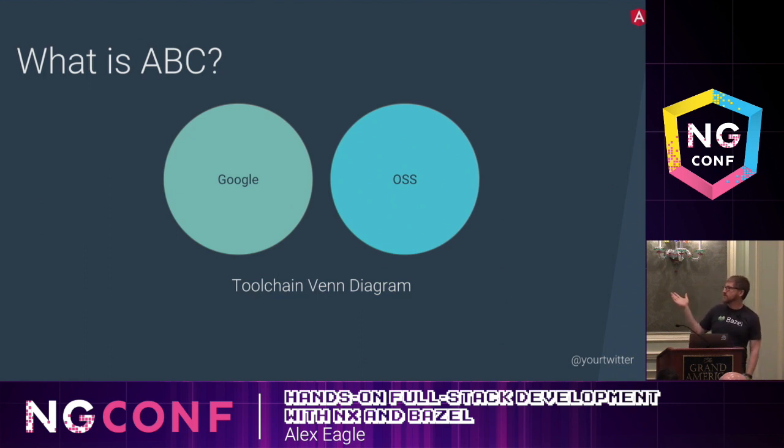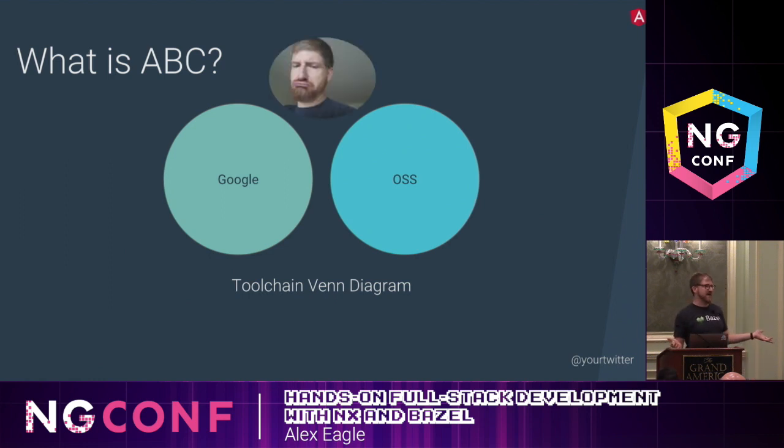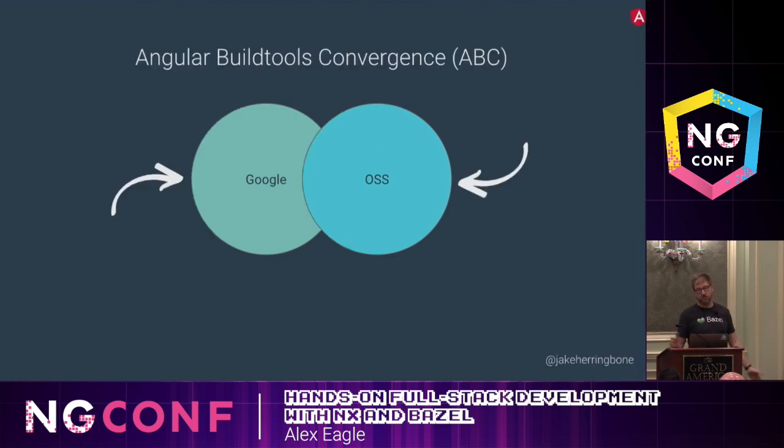So, Angular Build Tools Convergence. The basic idea here is that I started working on the Google internal toolchain for building Angular apps because I've done Google internal tooling for quite a while. And at the same time, we were developing a toolchain for you to use in open source land. And they're not the same, and it makes me sad. Because the stuff I'm working on, you don't all get to use. And we end up doing a lot of work twice. And the Angular team has a lot more support burden because there are so many different ways of doing things. So what if we could make the bubbles overlap somewhat?